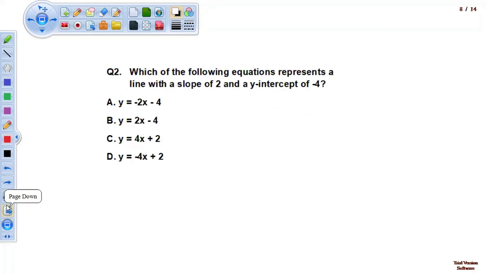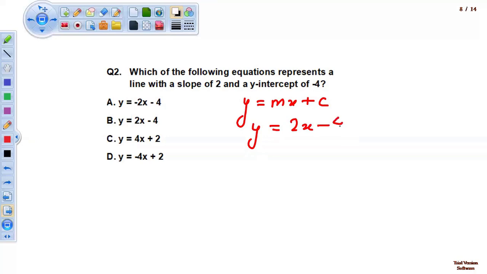Another question: which of the following equations represents a line with slope of 2 and y-intercept of minus 4? Same formula, y equals mx plus c. So y will be equal to slope into x, that is 2x, plus y-intercept, minus 4. So the equation of the line is y equals 2x minus 4. That is option B.